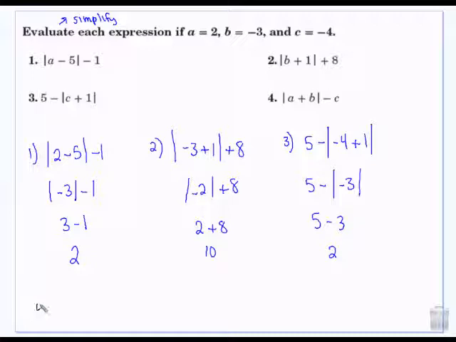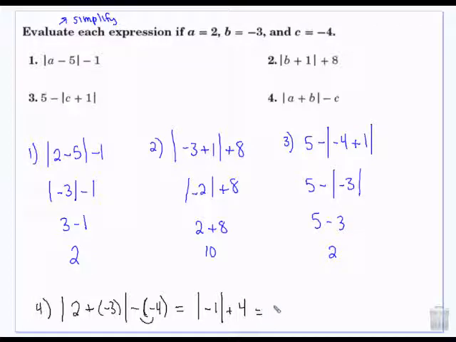And then I'm going to have to go sideways on number 4. A is 2, B is negative 3, C is negative 4. So I get 2 plus negative 3, which is negative 1, and then minus a negative is positive. So that's 1 plus 4, which is 5. Any questions on any of those?